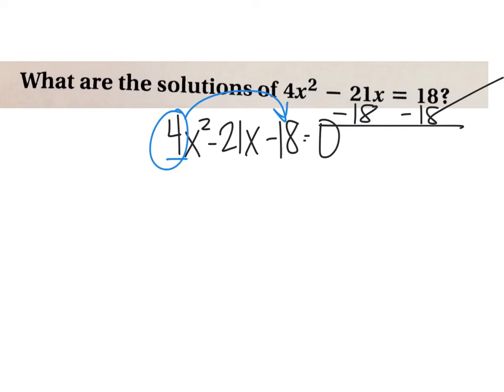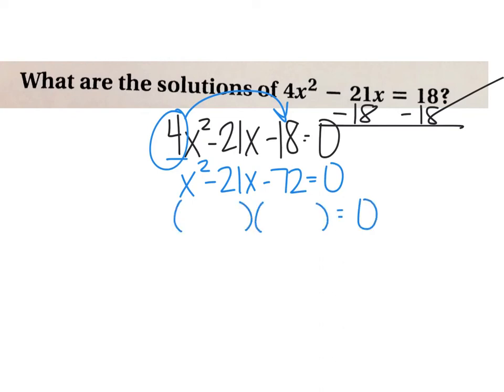So we are going to multiply 4 and 18. And we get x squared minus 21x minus 72 equals 0. So what multiplies to give you 72 but subtracts to give you 21? So I'll give you just a second to think about it. Multiplies to give you 72 but subtracts to give you 21. If you want to think about it on your own, pause it, and when you think about it, play it again. It's going to be 24 and 3.